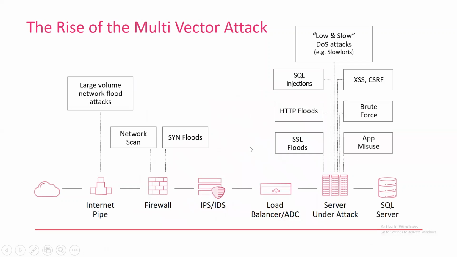Now, over the years, as everything has, they've gotten more complex. In the beginning, it was simply a large volume that flooded your network, right? You had a 100 megabit internet connection. They sent you 1,000 megabits of traffic, and it would just overload whatever machine was sitting at your edge and essentially flood your whole network, right?